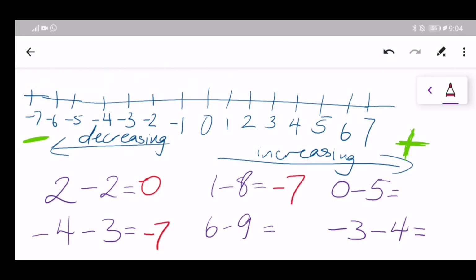6 minus 9, we're starting with 6, and we're going to the left 9 times. 1, 2, 3, 4, 5, 6, 7, 8, 9. So that'll be negative 3. 0 minus 5, we're starting with 0, and we're going to the left 5 times. 1, 2, 3, 4, 5. And negative 3, subtract 4. We're starting with negative 3, and we're going to the left 4 times. 1, 2, 3, 4, negative 7.